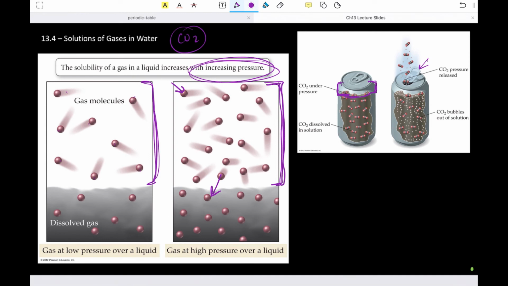So, again, your book says that increasing pressure will increase the solubility of a gas in the water. In addition, decreasing the temperature will increase the solubility of the gas in water. All right. This is Gases and Water.